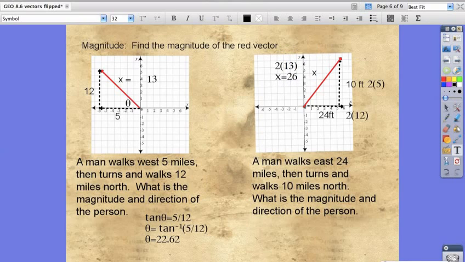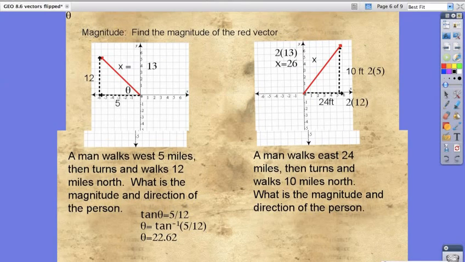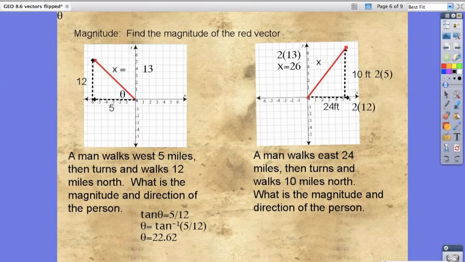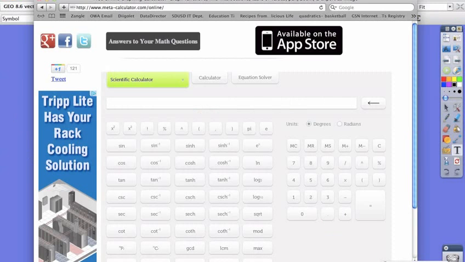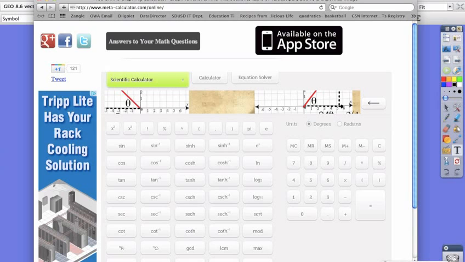To find the angle, to find our theta, we have to use tan inverse. So tan inverse of 10/24 is equal to, should be the same thing, but we'll double check. So tan inverse of 10/24, 22.62.